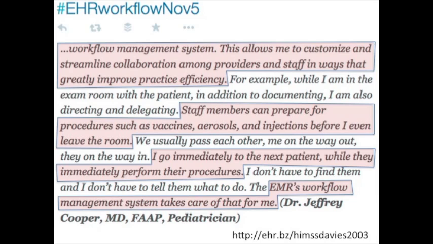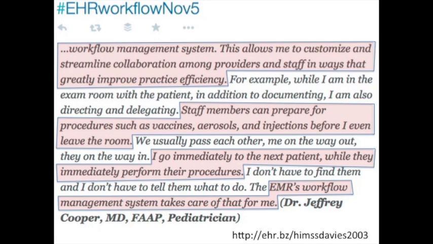For example, while he's in the exam room with the patient, in addition to documenting, he's also directing and delegating. That's that starburst of arrows in the workflow model that are going from the left side with smart sequences out to simultaneous actions. He says, we pass each other, me on the way out, they on the way in. I go immediately to the next patient. Well, they immediately perform their procedures. I don't have to find them. I don't have to tell them what to do.